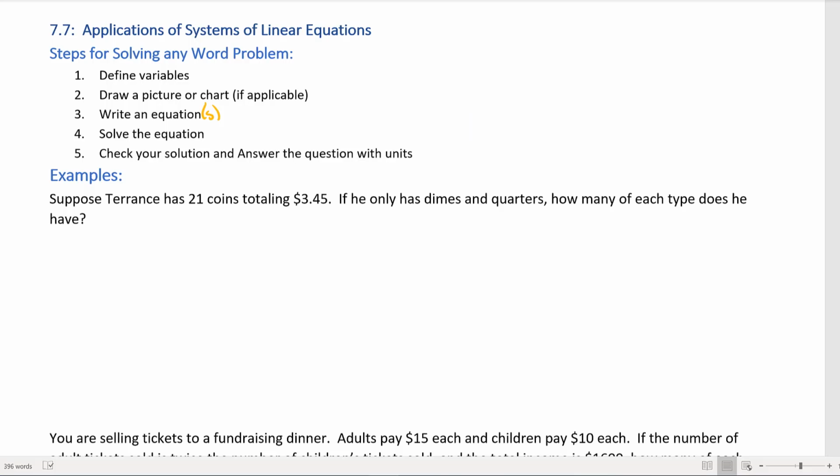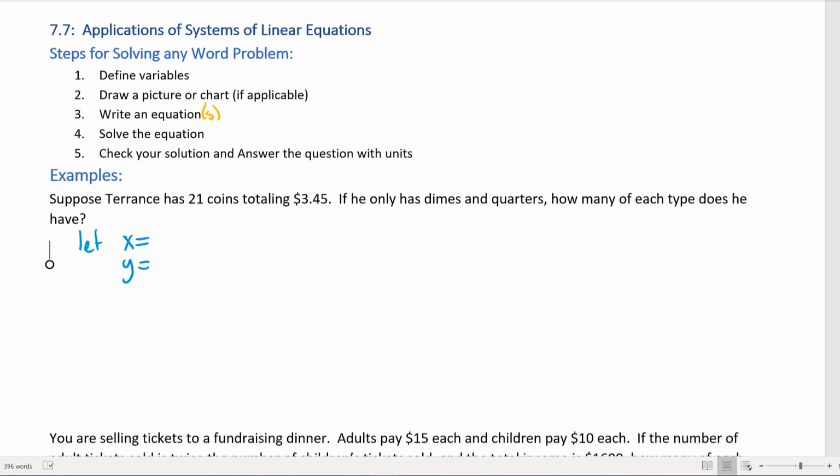Our first example says, suppose Terrence has 21 coins totaling $3.45. If he only has dimes and quarters, how many of each type does he have? Step 1 says define the variables. So I'm going to let x equal something and y equal something.